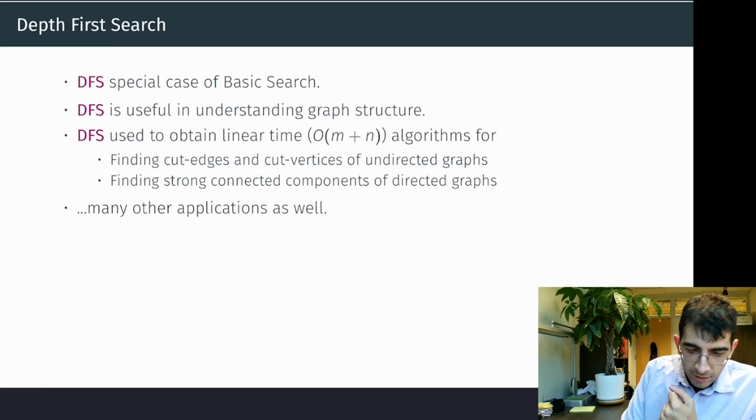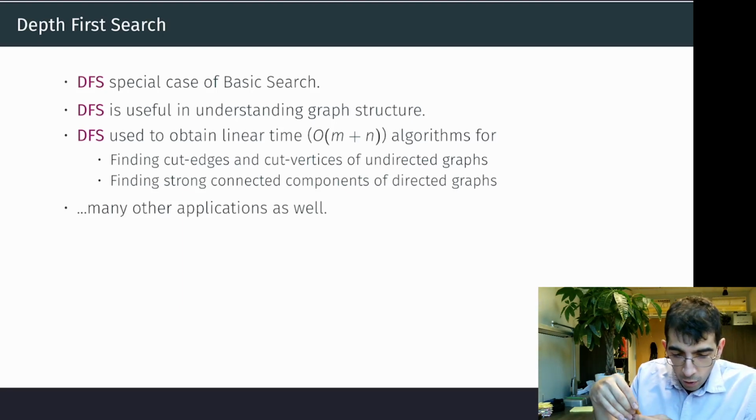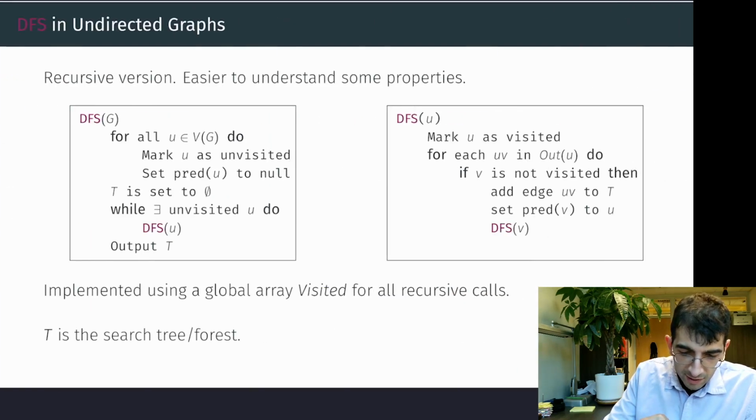You could use depth first search to obtain linear time algorithms for finding cut edges and cut vertices in undirected graphs. A cut edge or cut vertex is an edge or vertex that divides an undirected graph. Or you could use it to find the strongly connected components of directed graphs, as we'll discuss in later sections. There's just a myriad of applications there as well. So let's discuss depth first search.